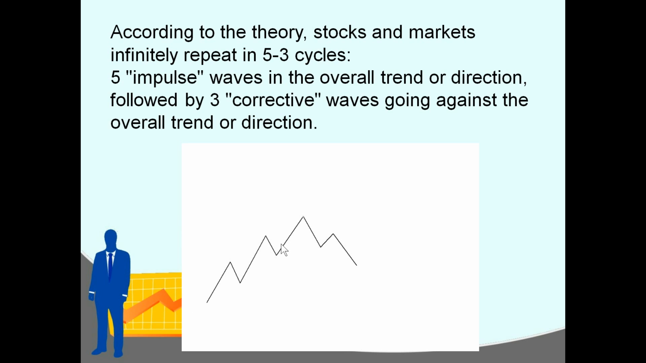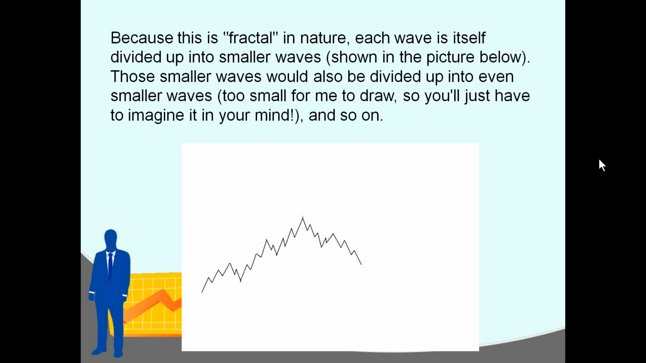That's followed by 3 corrective waves. Let's count them. 1, 2, 3. 3 corrective waves going against the overall trend or direction. In this case, they're going down. So 5 impulse waves followed by 3 corrective waves. And then it would repeat infinitely. So that would be followed by 5 impulse waves, then 3 corrective waves, then 5 impulse waves, and so on.